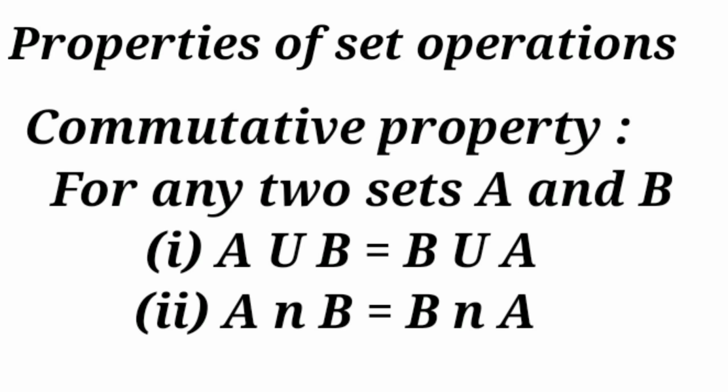Today we are going to see the topic properties of set operations. First one commutative property, second one associative property, third one distributive property. First one, commutative property. For any two sets A and B, A union B is equal to B union A. That is the commutative property for set union. Second, A intersection B is equal to B intersection A. Commutative property for set intersection.